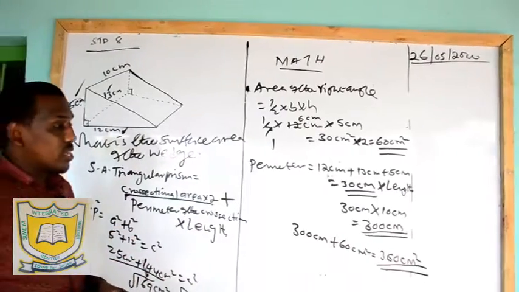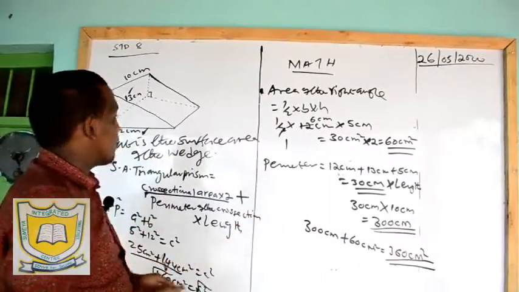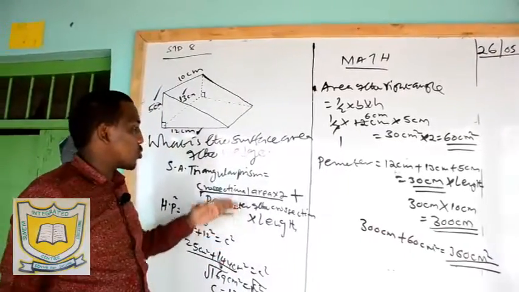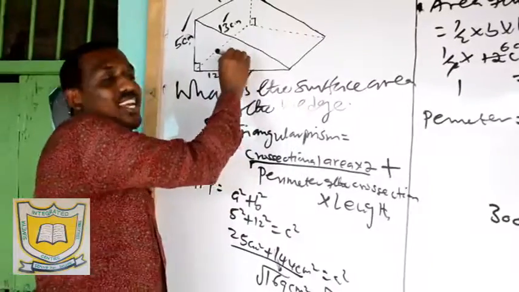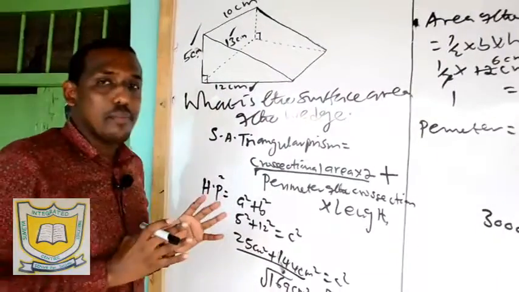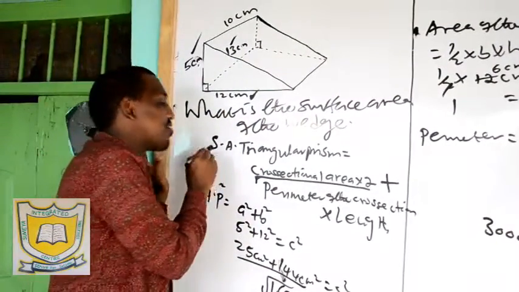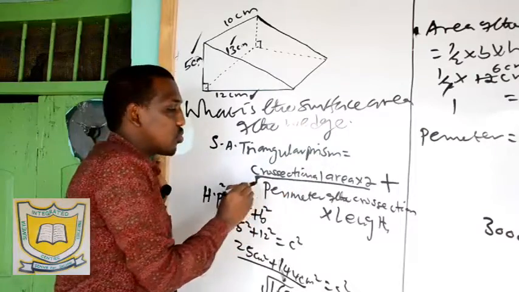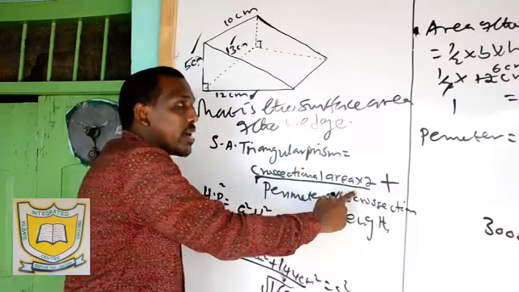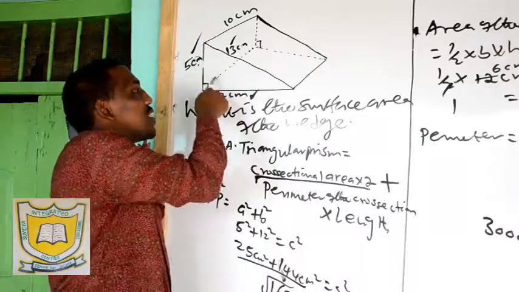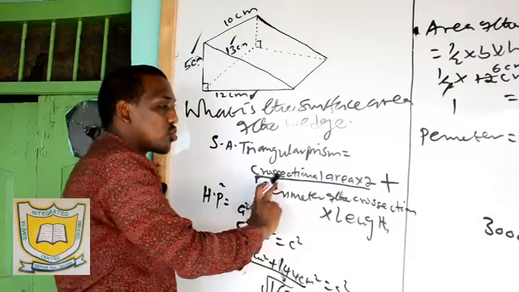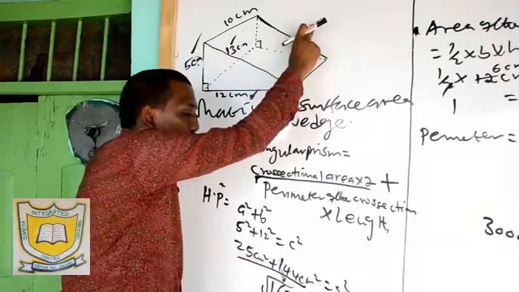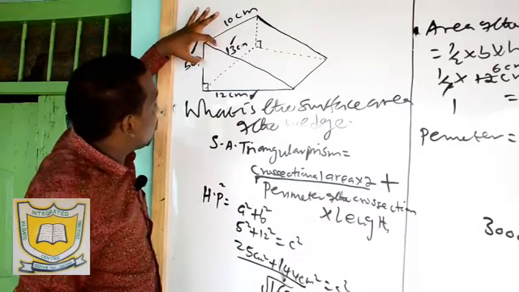It's also common in an examination. The figure is also common in an examination. So to get the formula is very important. To get the surface area of this wedge, a triangular prism, the formula is equal to cross-sectional area times 2. You get the area of this right angle triangle, times 2 for the other side. So cross-sectional area times 2 plus the perimeter of this cross-section.